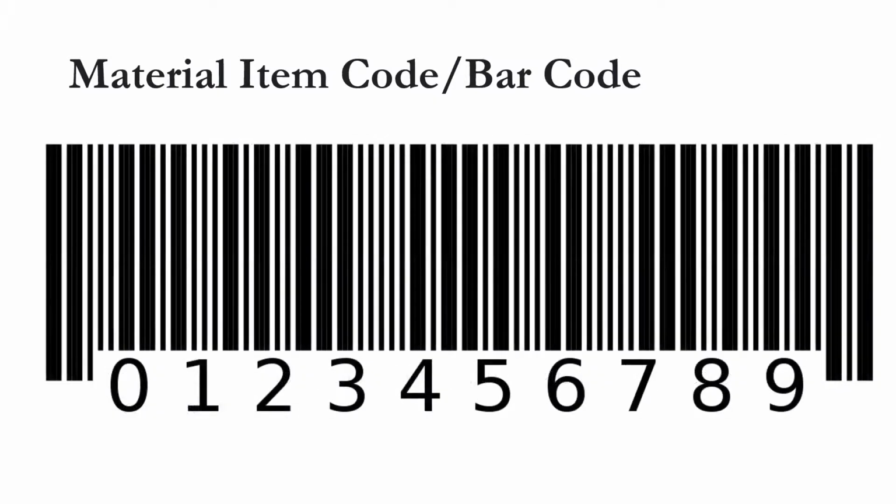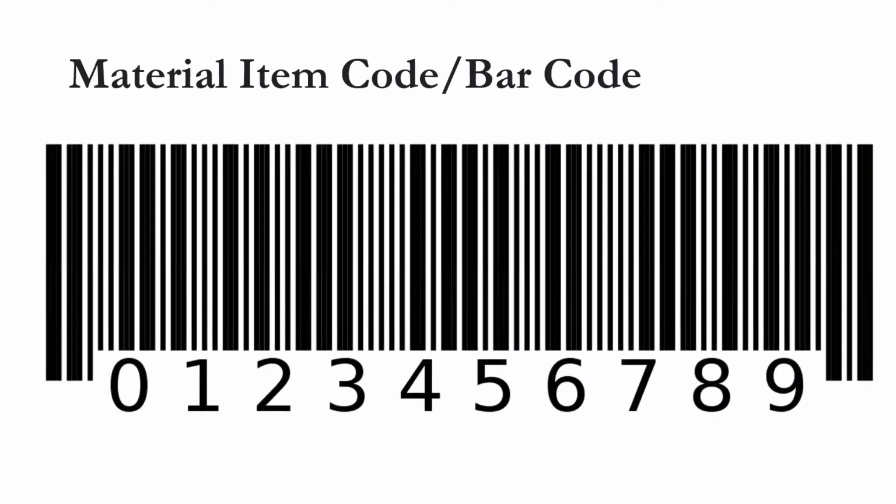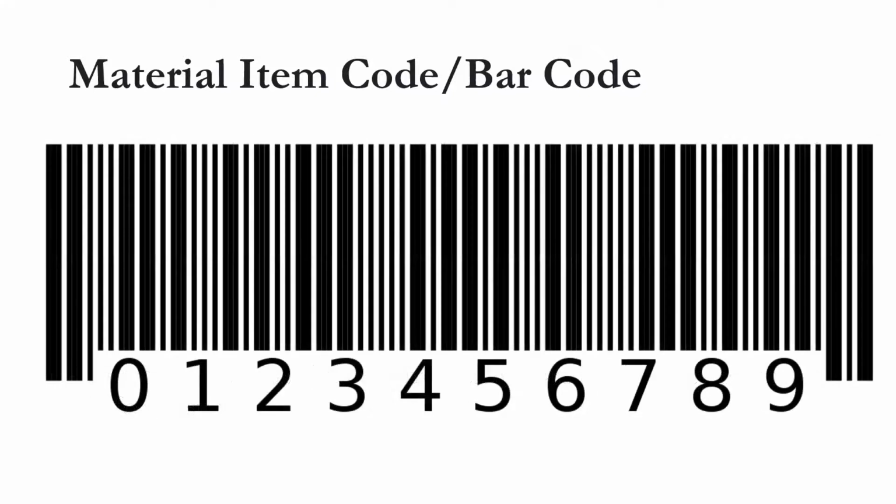It looks like that. Here you can see on the slide. So the material item is linked to the standard name. It is in the master batch record, MBR. Also, it can be used in formulation. This code corresponds to the barcode, which usually helps to identify the approved supplier or grade of material. Some companies apply a unique barcode, providing a second unique identifier for a material and the product as well.